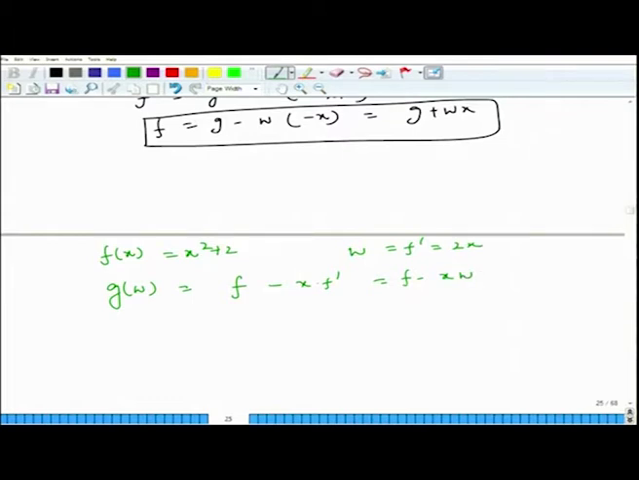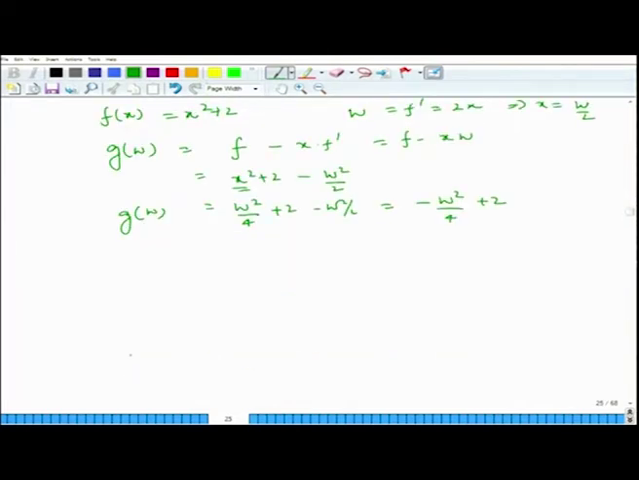Now, f is x square plus 2 minus x times w by 2. So, we are going to write w square by 2, and this is going to be w square by 4 plus 2 minus w square by 2. This is nothing but minus w square by 4 plus 2. All right. So, this is your g of w.